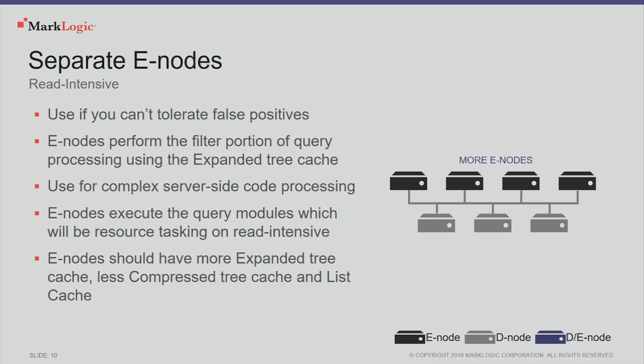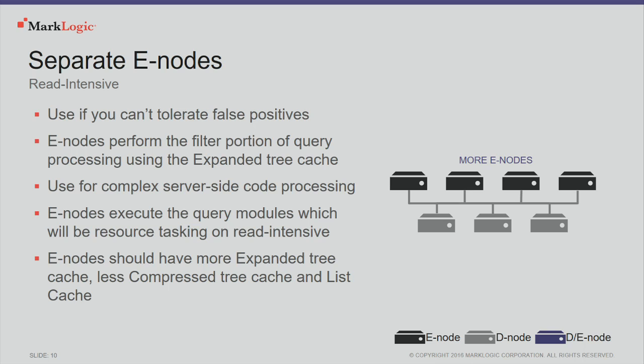So my solution here to solve the problem of read intensive is to separate eNodes, because eNodes will do the filtering. So if you have lots of queries, eNodes will get the documents, expand into what we call the expanded tree cache, go through the document and ensure that you don't have false positives. Therefore, if that's your performance problem, you are struggling to keep up with the queries, by having separate eNodes, you can have more cache allocated to your expanded tree cache. And therefore, you'll be resolving queries faster.